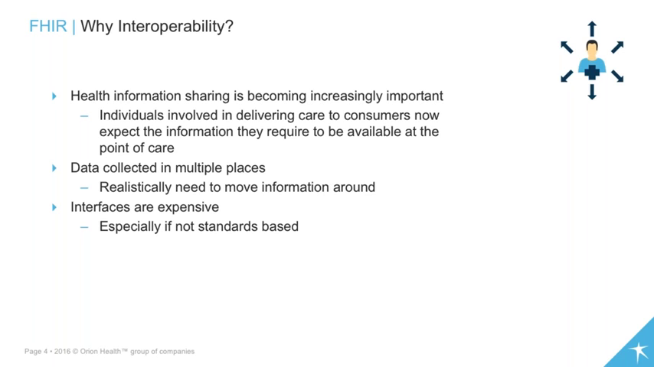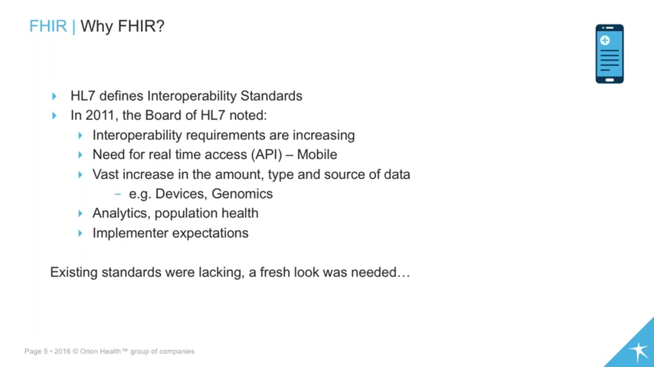But data is actually collected in multiple places, so realistically we need to move this information around from place to place, whether it's from point to point or from a place of collection to a central repository. And interfaces are expensive. Especially if you're not using standards, it can cost a lot of money and a lot of time to develop an interface between systems. So we need standards for interoperability. Of course, that then begs the question of why FHIR?